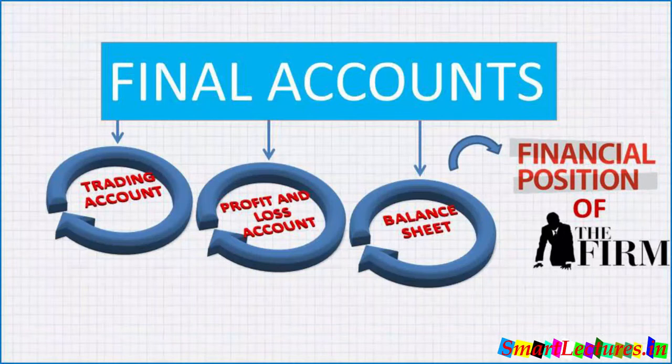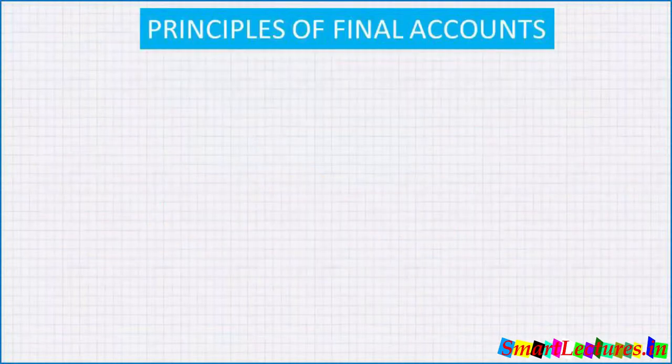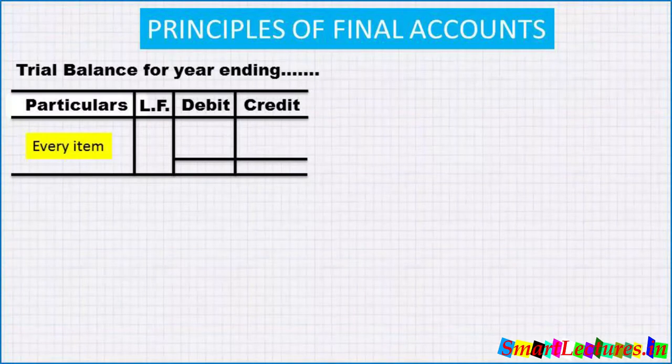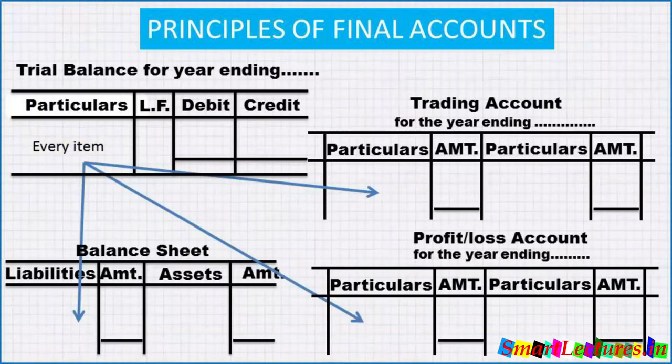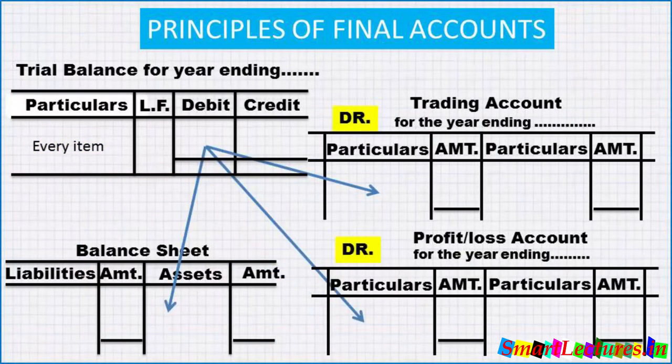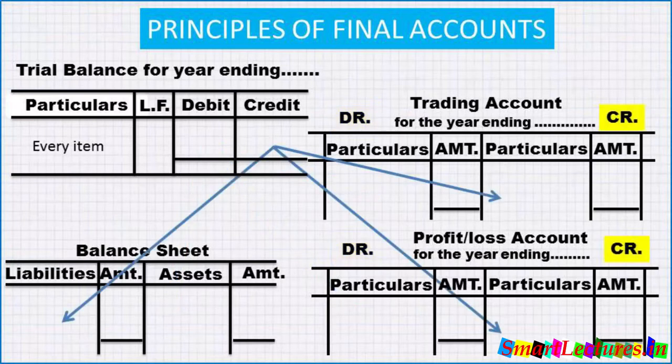If you remember, the basic principle of final accounts is that each and every item of the trial balance should go to the final accounts, either debit side or credit side. All debit items go to the debit side of final accounts, whether trading account, profit and loss account or balance sheet. And all credit items go to the credit side of final accounts, means the credit side of trading account, profit and loss account or balance sheet.